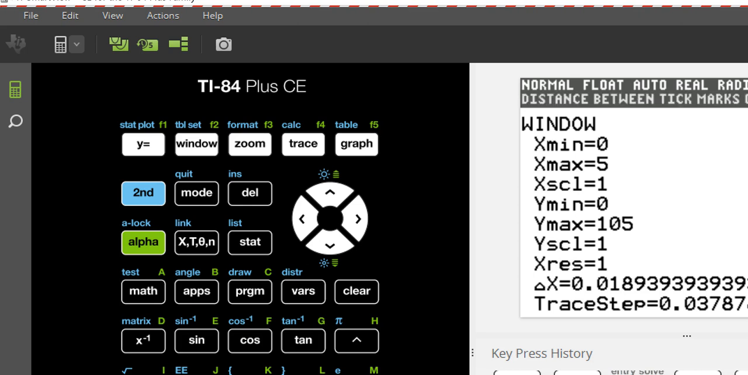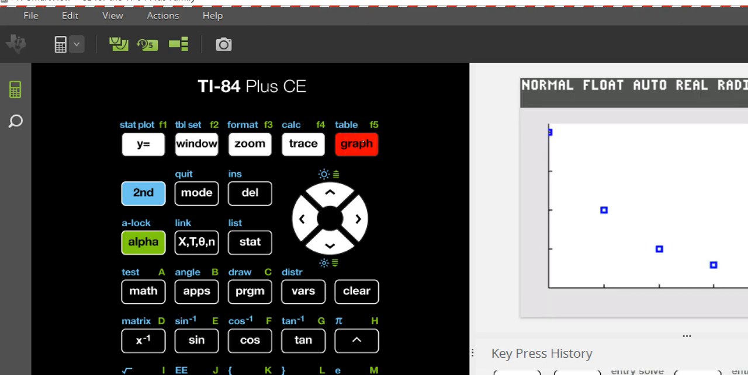How often do you want a tick mark? Every 50? There'd only be 2 tick marks. 25. Every 25? Okay. You can choose whatever you want. Every 25. Okay, let's take a look at our graph. It's not bad.